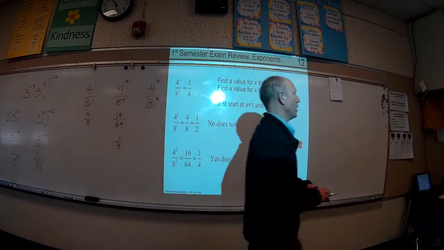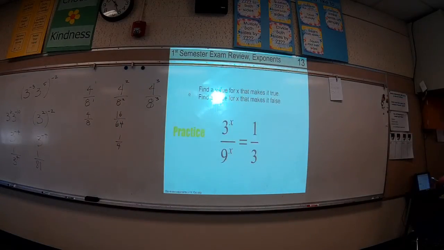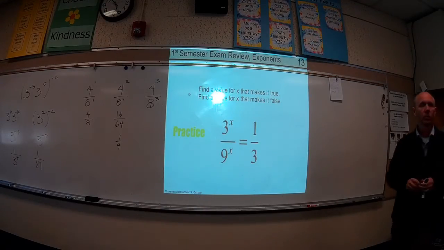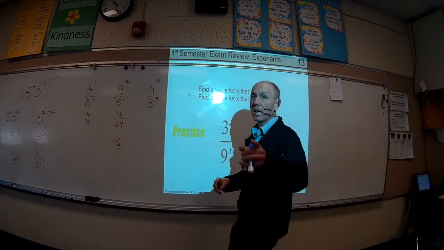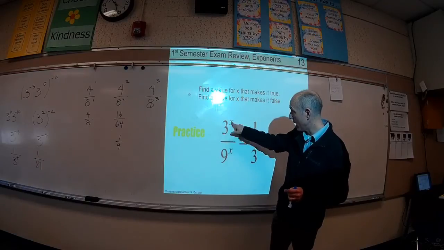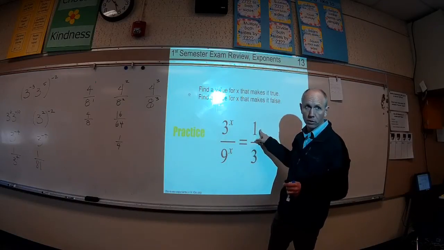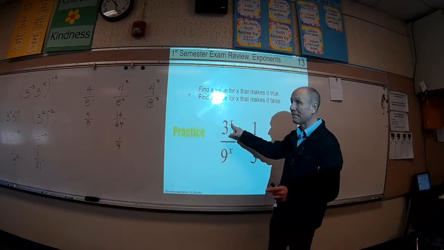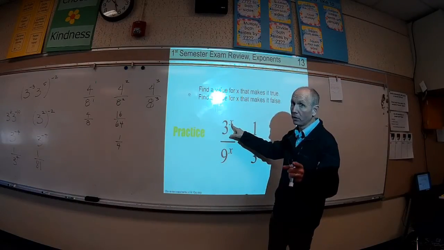Okay. Next one, you tell me what works. On your whiteboard, just tell me one number. What number works? You're saying that if x is that number, if I put your number right there, I'm going to get a 1/3. That's what you're telling me. Using this as an exponent, not as a multiplier.